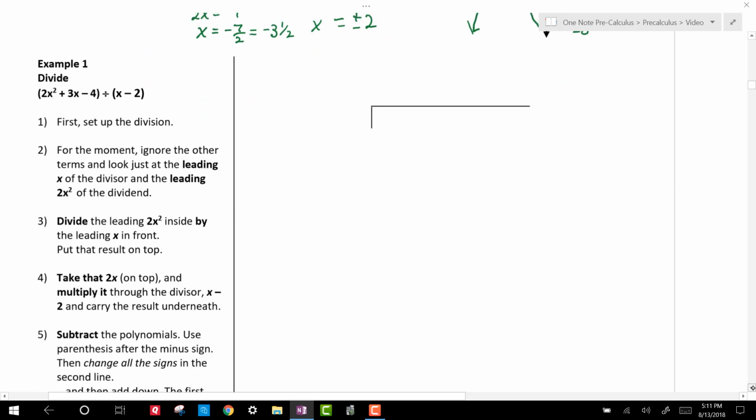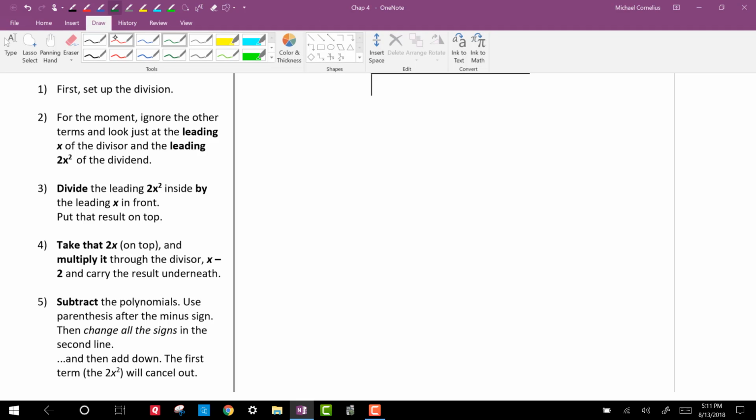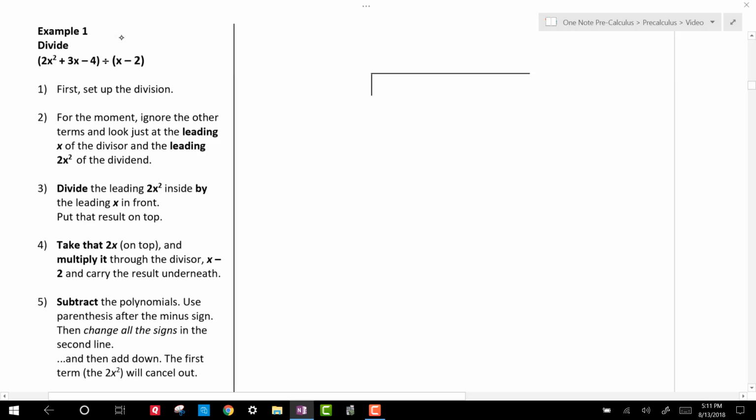Let's get into some polynomial long division here today. All right, so polynomial division is actually just like dividing numbers. Okay, the one trick is you just have to keep track when you subtract. So number 1, we first want to set up the division. Since we're dividing by x minus 2, that's our divisor. This guy over here is called our dividend. Not a big deal that you remember that, but 2x squared plus 3x minus 4.